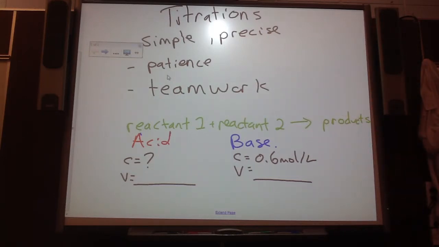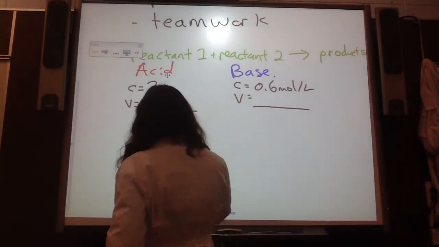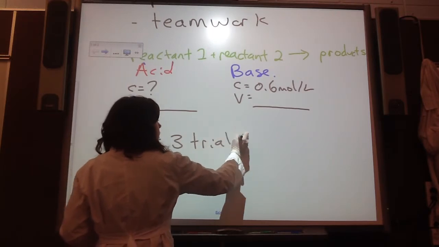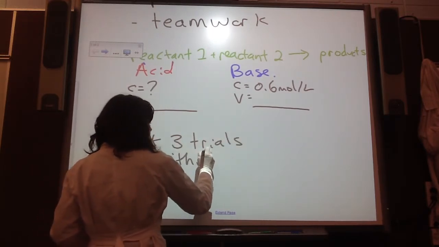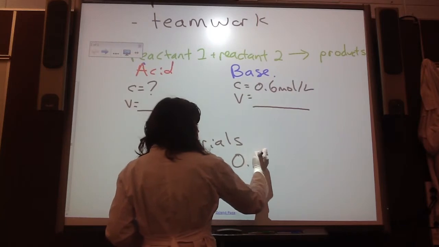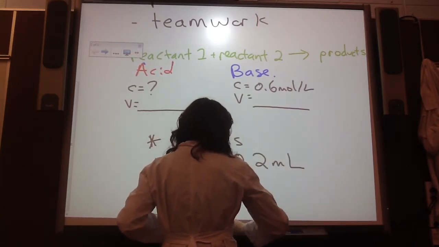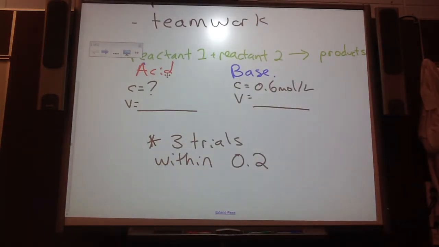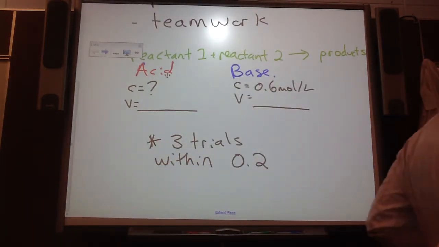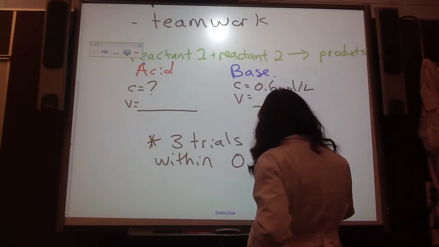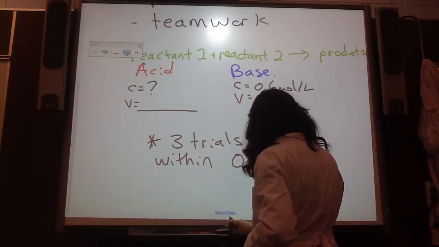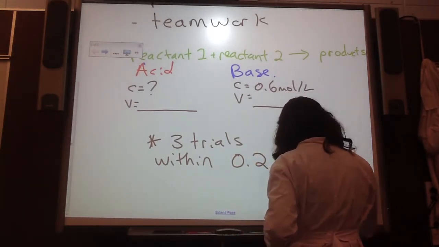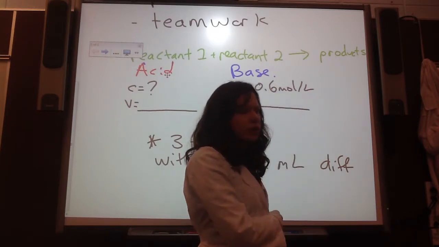With a titration, this is kind of the standard: you have to do 3 trials within, I think it's 0.2, milliliters difference. Maybe it's 2 milliliters. No, it's 0.2.